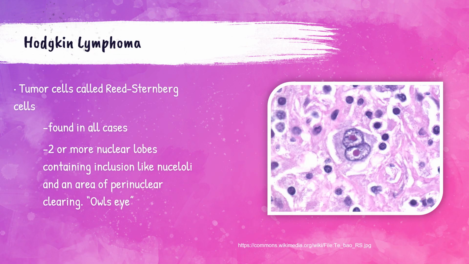Hodgkin's lymphoma is a malignancy of the lymphatic system. The difference between Hodgkin's and non-Hodgkin's is what you see on the right-hand side of the slide here. These are called Reed-Sternberg cells. They kind of look like little owl's eyes. These are cancer cells that are present in all cases of Hodgkin's lymphoma. If these aren't present, then the lymphoma is referred to as non-Hodgkin's lymphoma.